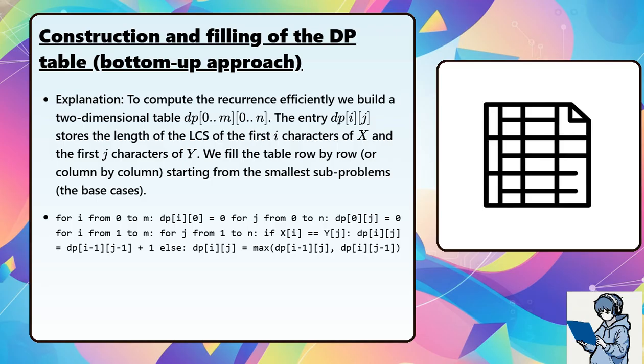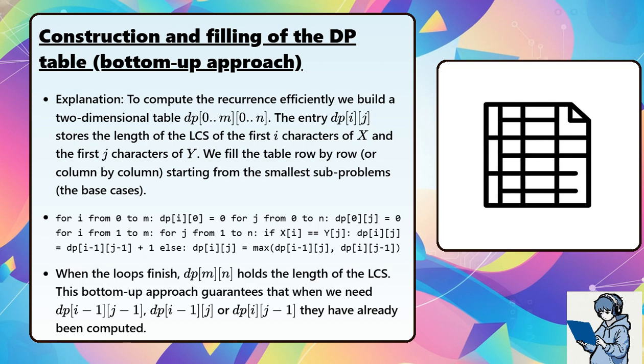For i from 1 to m, for j from 1 to n: if x[i] equals y[j], dp[i][j] = dp[i-1][j-1] + 1, else dp[i][j] = max of dp[i-1][j] and dp[i][j-1].